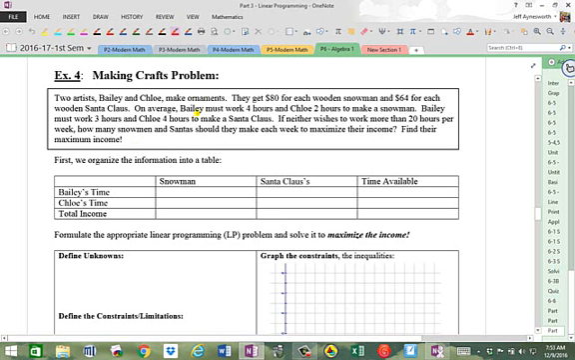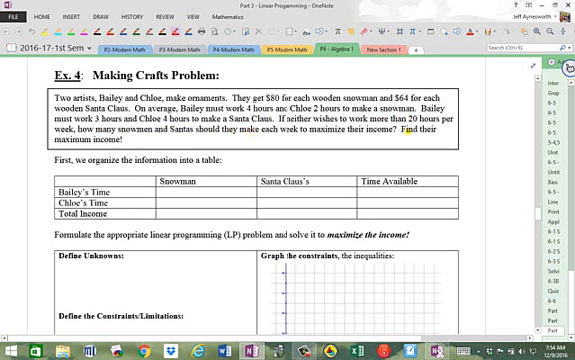So here we go. Two artists, Bailey and Chloe, make ornaments. They could be you, okay? They get $80 for each wooden snowman and $64 for each wooden Santa Claus. On average, Bailey must work 4 hours and Chloe 2 hours to make a snowman. See, that's the work time it takes to make a snowman. Bailey must work 3 hours and Chloe must work 4 hours to make Santa Claus. Okay, there's different work times to make the different toys. So these guys are kind of like elves, and they're going to be making toys for Christmas.